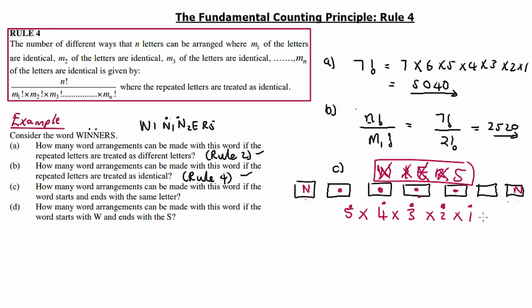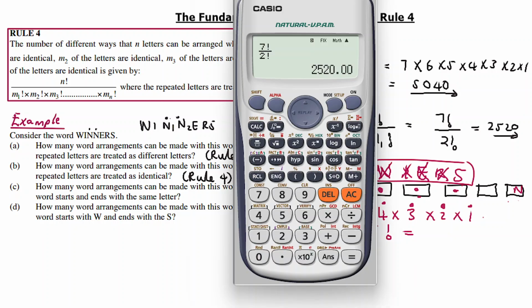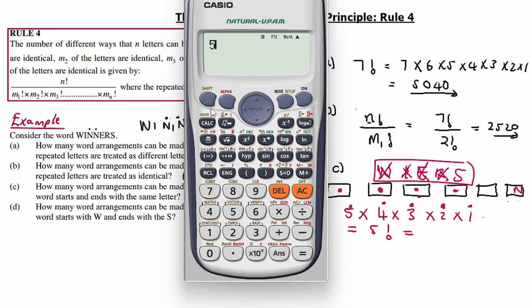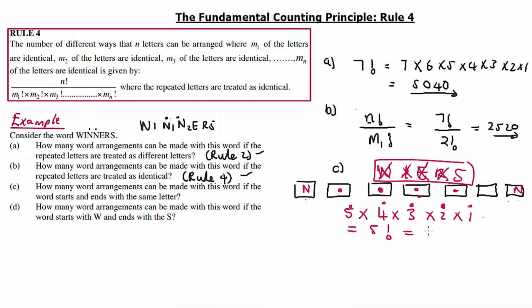So it means that for this one we apply rule number 2, 5 factorial. Answer: 5 factorial is equal to 120. The answer here is D.